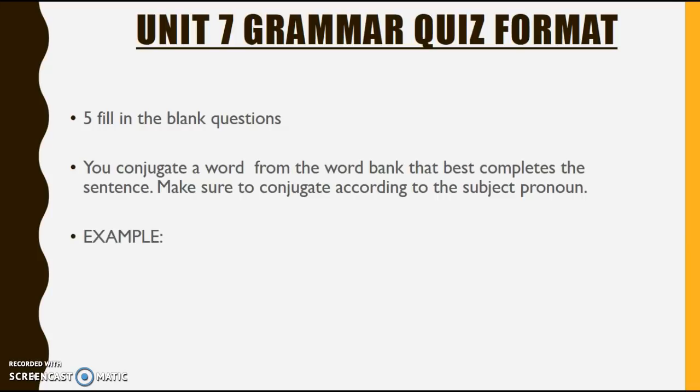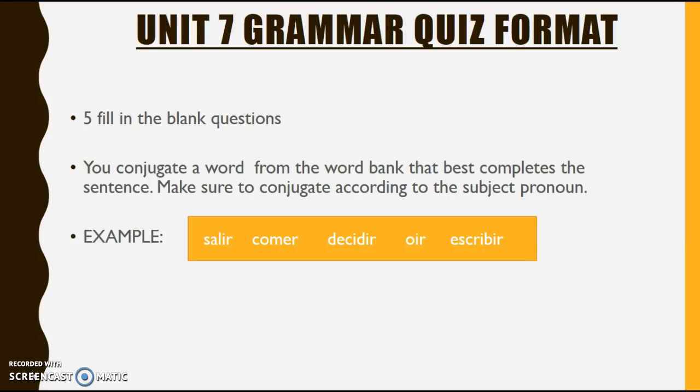So just to give you an example, you would have a little word bank sort of like this, where you see that they are not conjugated. You would need to figure out which word completes the sentence and conjugate it. So here's an example. Yo blank en el papel. We see the word yo, we know that means I. We see en el papel, we know papel is paper. So we're doing something on the paper.